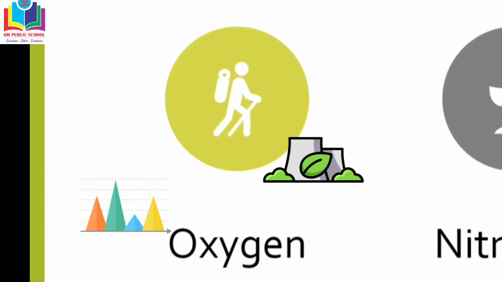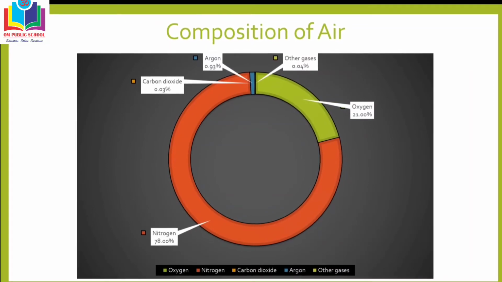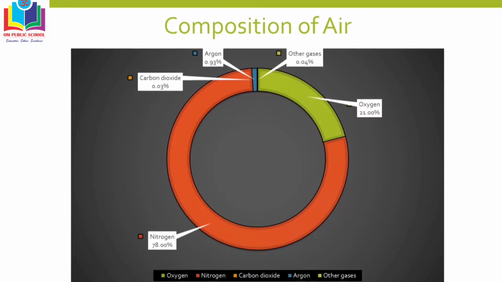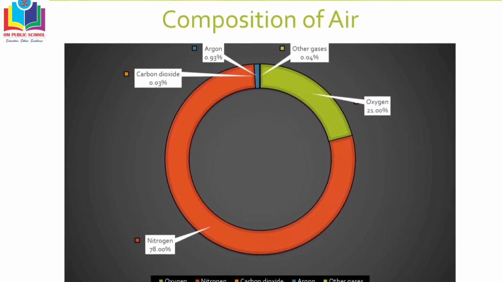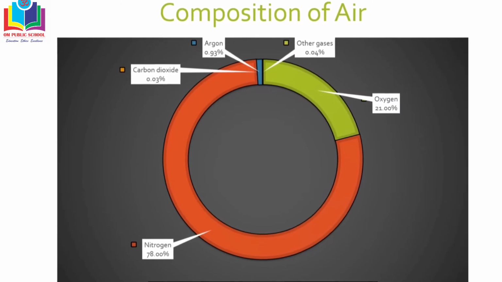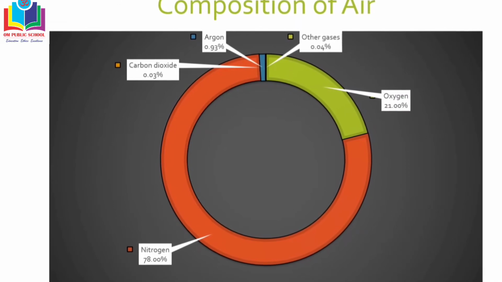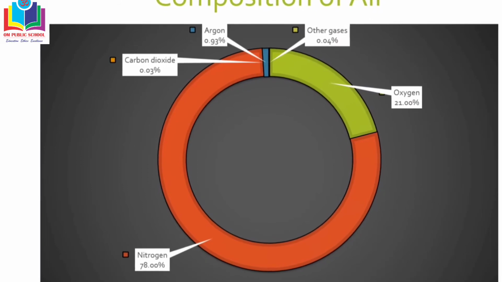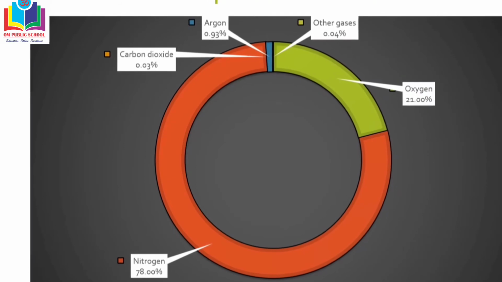Now let's quickly move to see all the major constituents of the air. The air is made up of 78% nitrogen, 21% oxygen. But then there are other compositions of the air as well. The air has 0.03% of carbon dioxide, 0.93% of argon, and then other gases are also present in a small amount of 0.04%. All these constituents and composition percentages are very important and you must remember these.